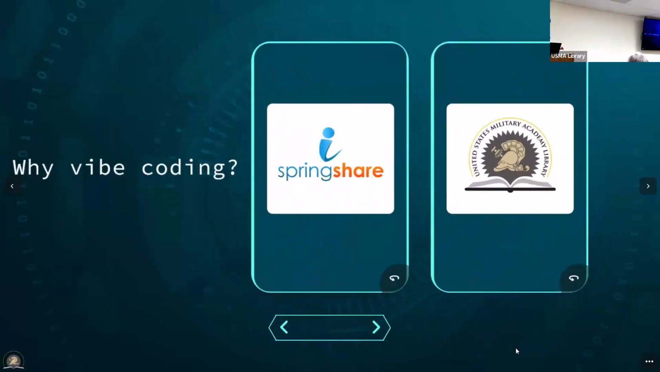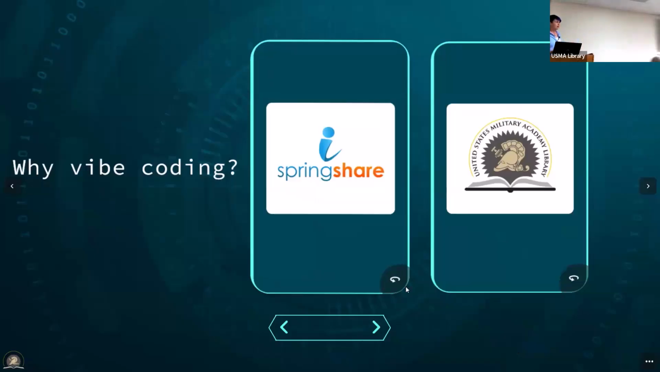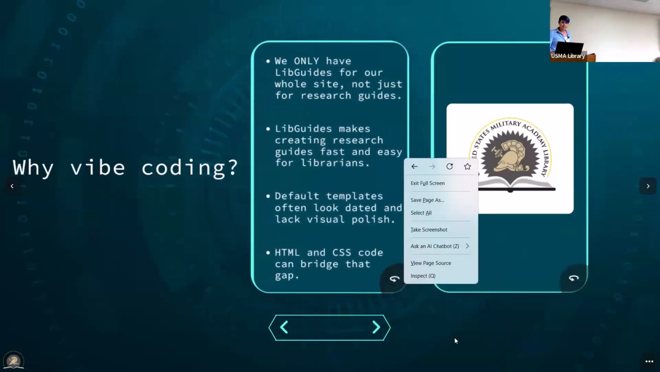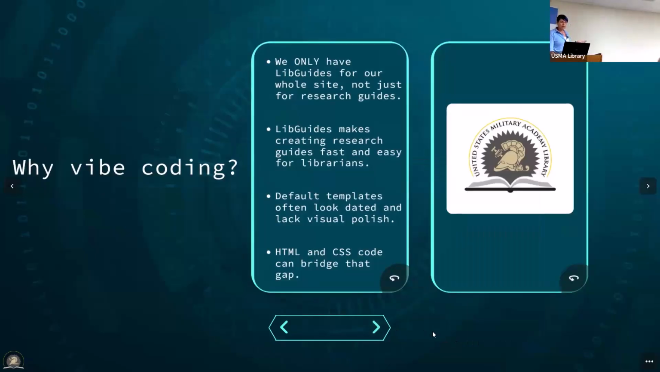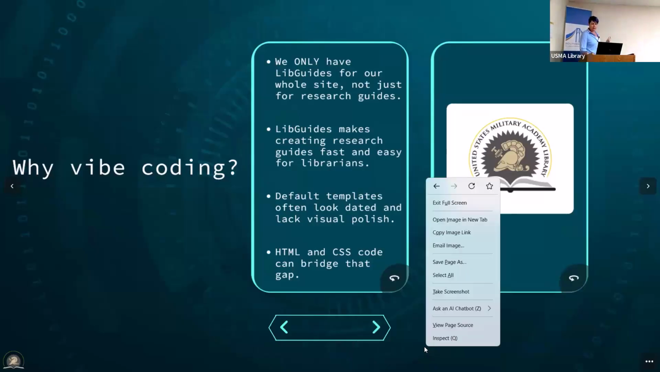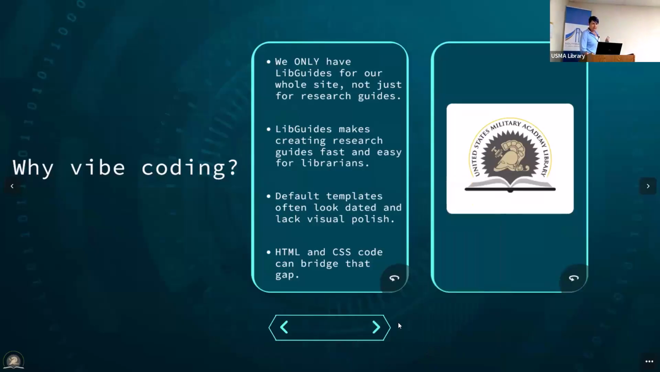So there are a couple of reasons why I started doing vibe coding. The first thing is SpringShare. A lot of you use SpringShare. We use LibGuides for a lot of things. Oh my gosh, this thing hates me. There we go. We don't even have a homepage that's not using LibGuides. Our entire website is LibGuides.